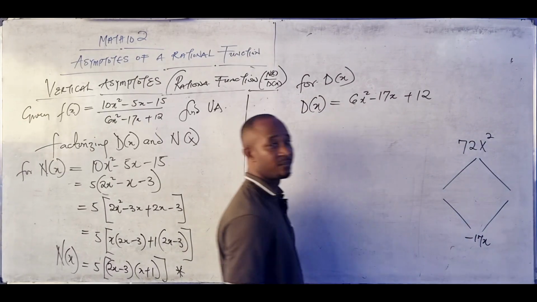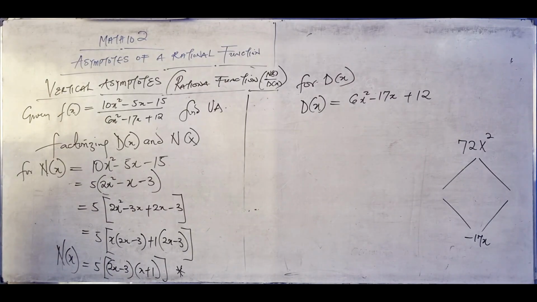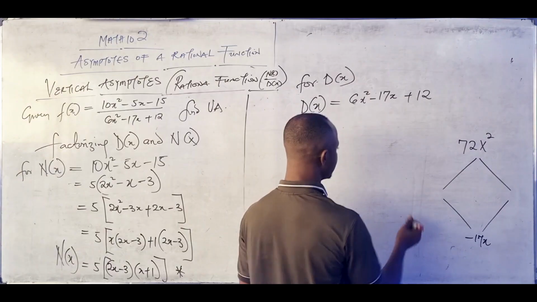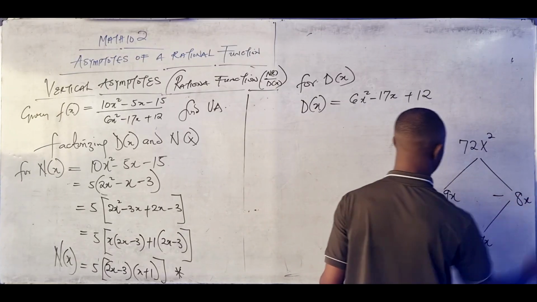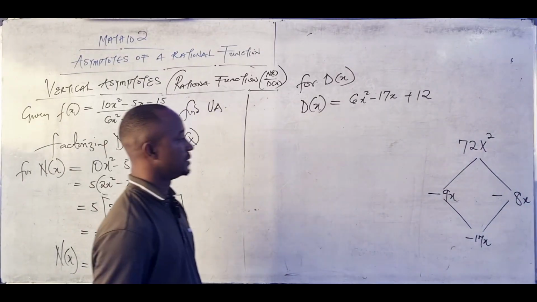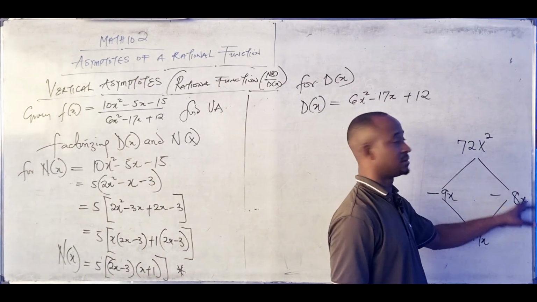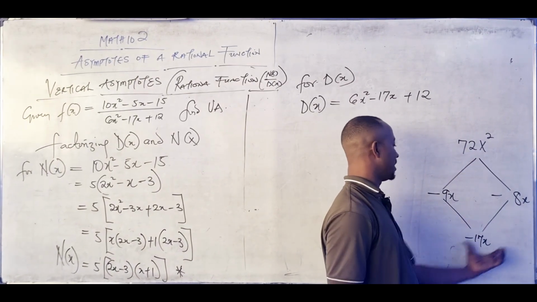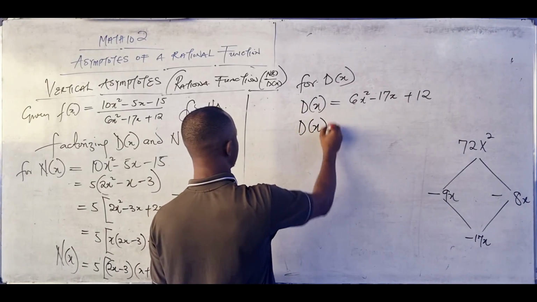Minus 17s. Are you sure? Minus 9s and minus 8s. Will these two go? Okay, so let's see. Minus 9s times minus 8s is 72s squared, and when you add them, we have minus 17s. So let's go. Our denominator will then be what?